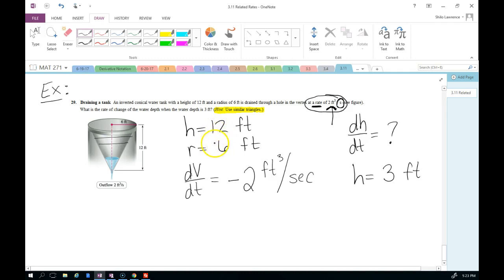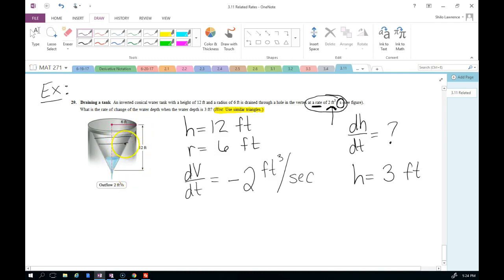What we can do, though, is use similar triangles because the ratio between the height and the radius is always going to be the same all the way down. So I can replace one of them with an expression that's always going to be true all the way down. The height is always going to be double the radius.